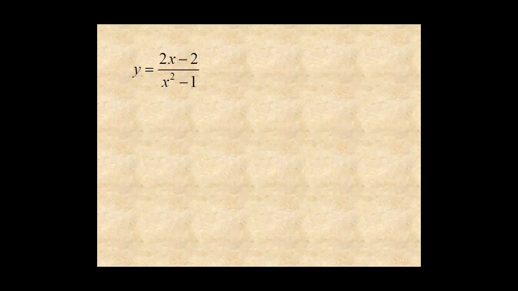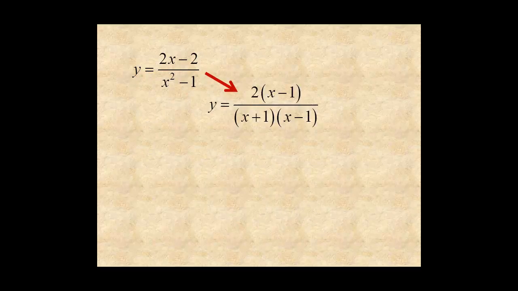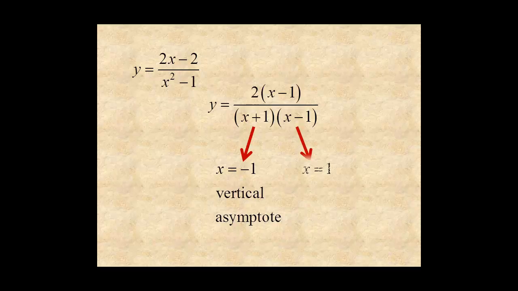For the second example, begin by factoring the numerator and denominator. The factor of x plus 1 gives a 0 at x equal negative 1. Since this is a zero of only the denominator, x equal negative 1 is a vertical asymptote for the function. The factor of x minus 1 gives a 0 at x equal plus 1. Since this is a zero of the denominator and numerator, x equal 1 is a hole for the function. This function has a vertical asymptote and a hole.